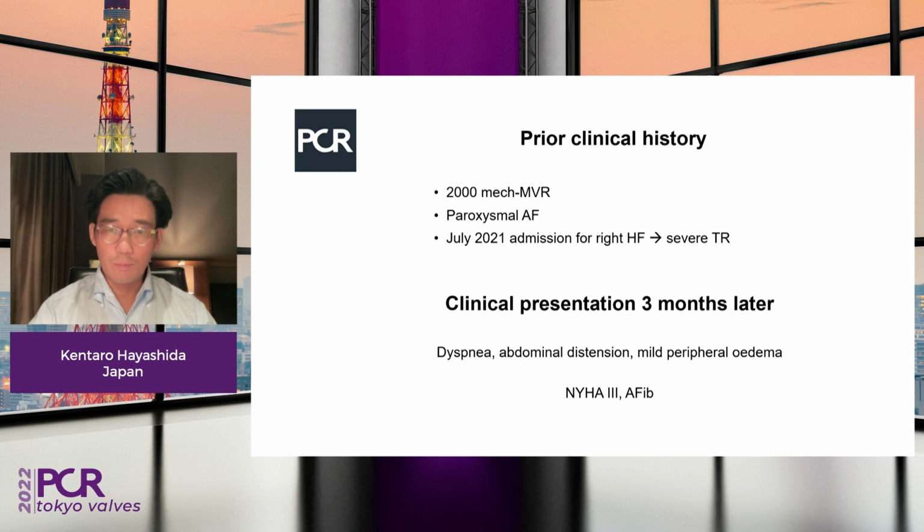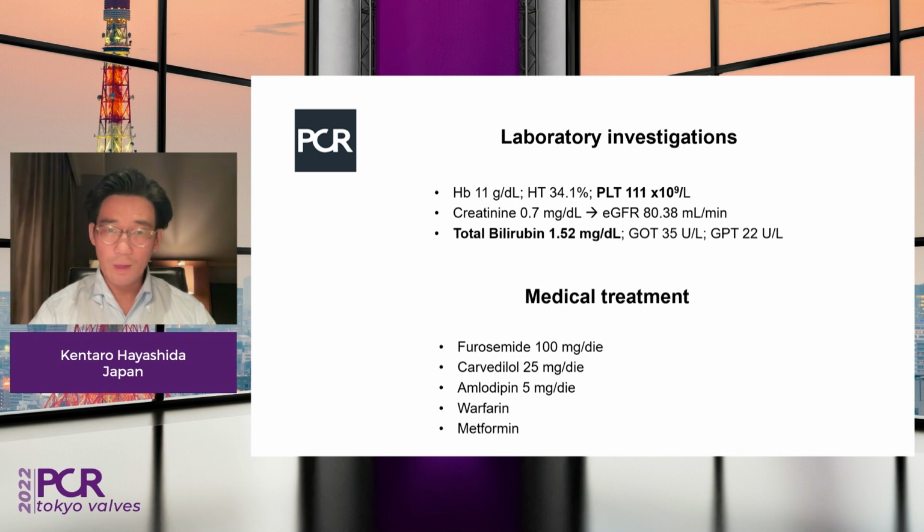TR. He also presented with dyspnea, abdominal distension, and mild peripheral edema, with NYHA class 3 heart failure. And laboratory tests demonstrated hemoglobin of 11, renal function okay, and total bilirubin 1.5. And he was receiving furosemide, carvedilol, amlodipine, warfarin, and metformin.